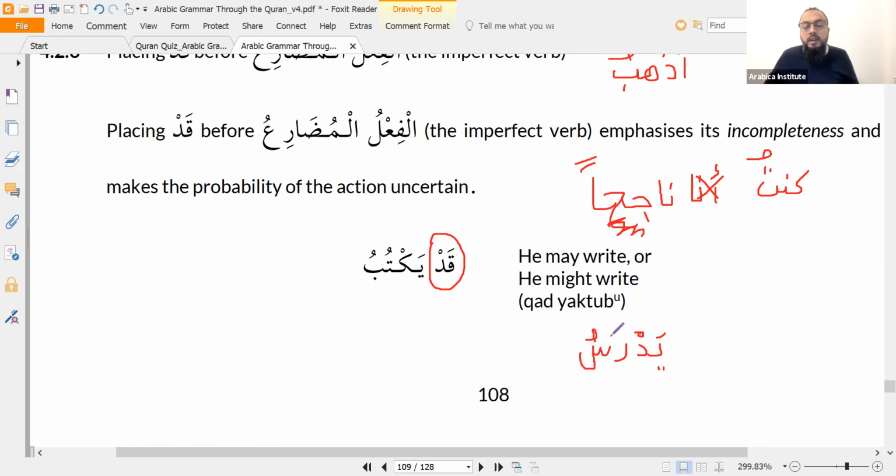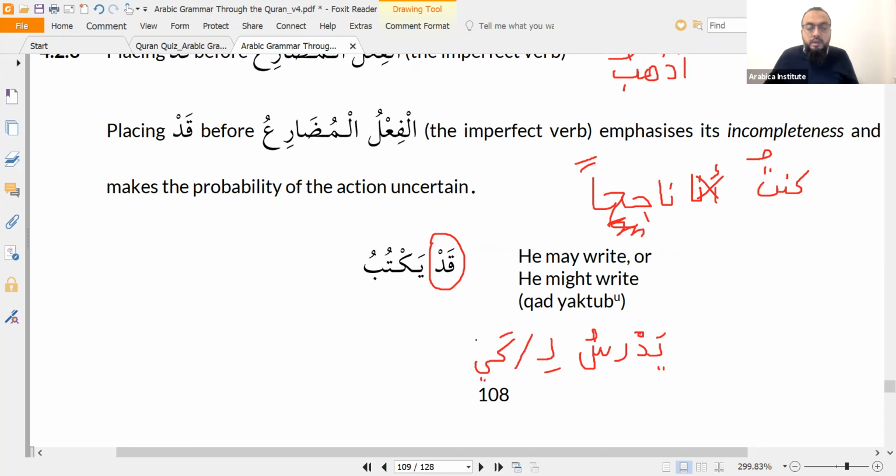Yadrusu. Right. Now, how do you say "in order to"? Li. Good. So you've got your meaning with the li. There's also another way to do it. Have we done another one? Kay. Good. So you could say kay, in order to.